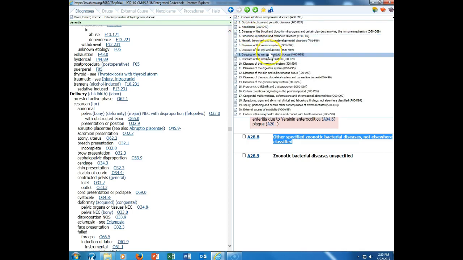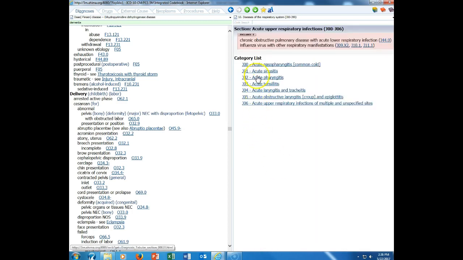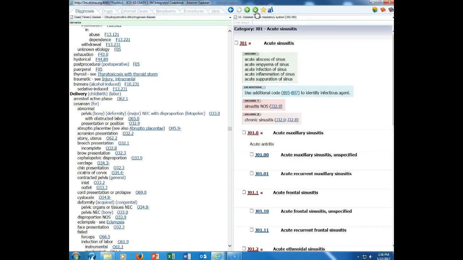So I'm going to choose that, which has an excludes note. Okay, so when we're looking at acute sinusitis, we can see that this category includes an acute abscess of the sinus, empyema, infection, inflammation, separation. So that's what an includes note tells us under a category.